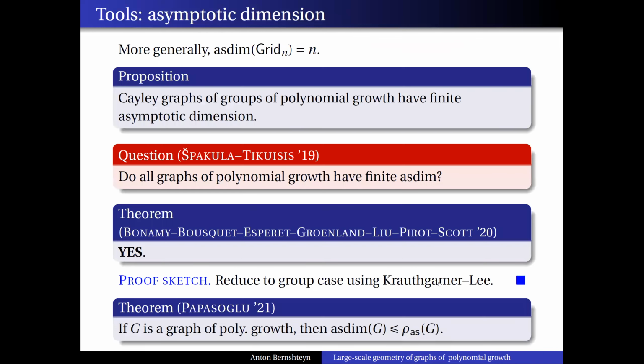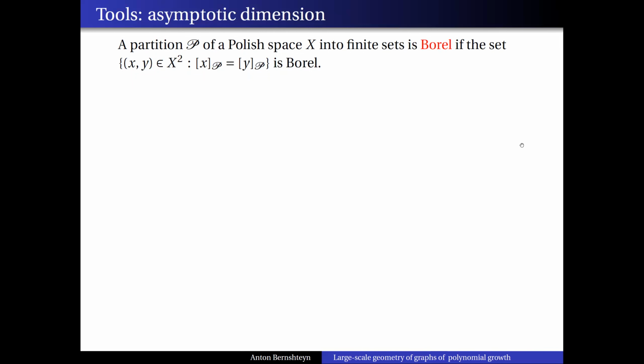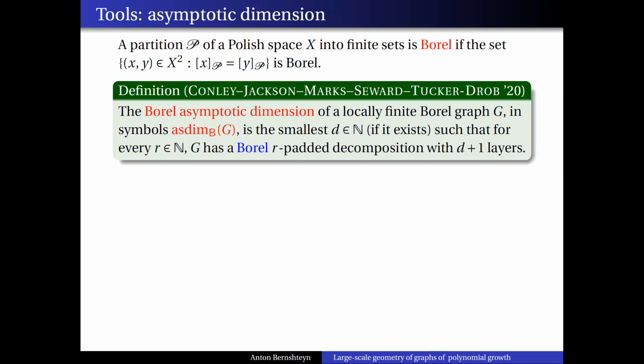We work with Borel graphs, so we need a notion of Borel asymptotic dimension. If I'm working with a Polish space X, I'm going to say that a partition into finite sets is Borel if the set of pairs x and y that belong to the same part is a Borel set in X squared. There are different equivalent definitions you can come up with. The point is that there is a nice notion of what it means for a partition of a Polish space to be Borel. It doesn't really matter what the definition is, because we're not going to actually use it.